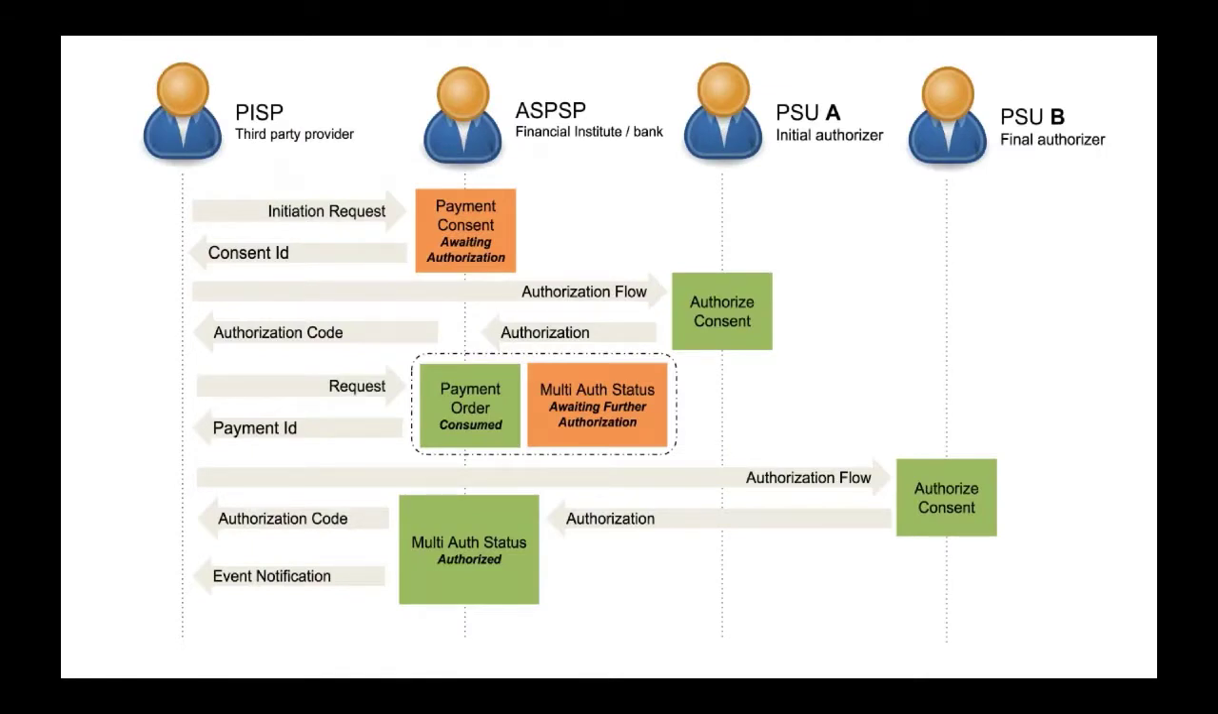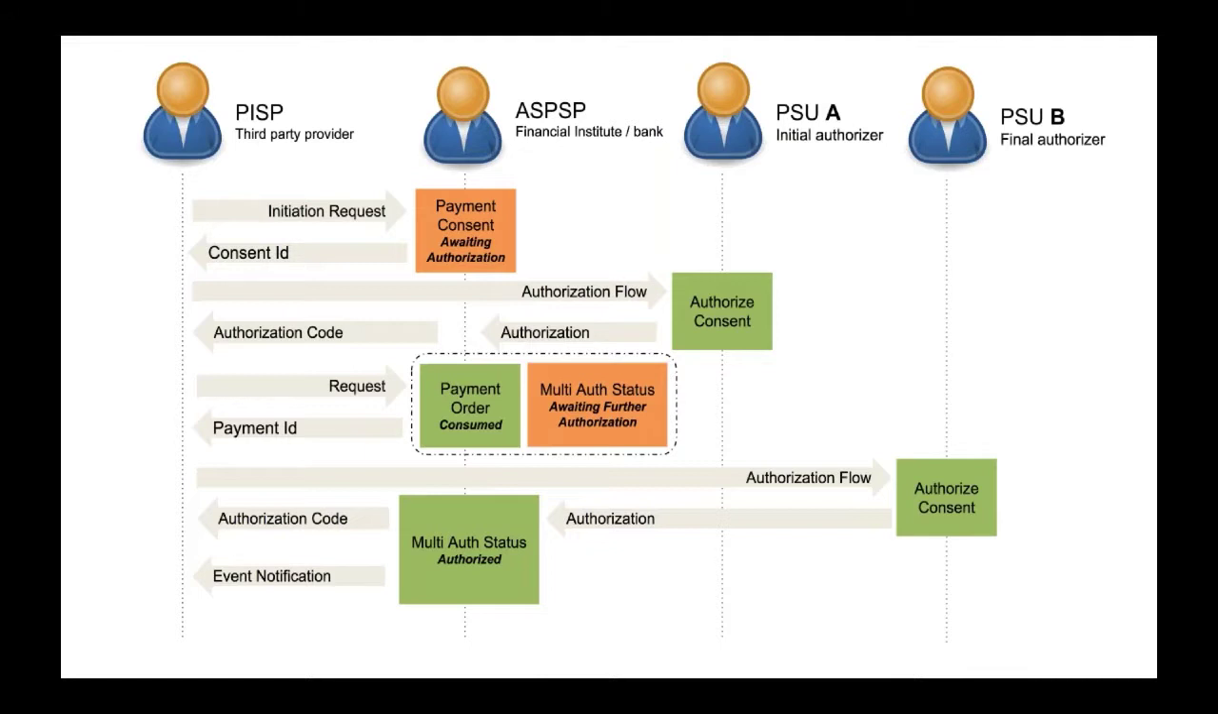This is an example use case of a multi-authorization payment where two users of a joint account are engaging in authorizing the payment. In the first step, the PISP will send the usual consent, and here the PISP may request an authorization type for the payment order as single or any. If a value is not provided, an ASPSP will consider the authorization type as any. Therefore, by default, multi-authorization is enabled. Then the first user, PSU A, will run through the authorization flow, and during this flow, the solution will identify if the selected account is a joint account, and after that, the multi-authorization flow will be initiated.